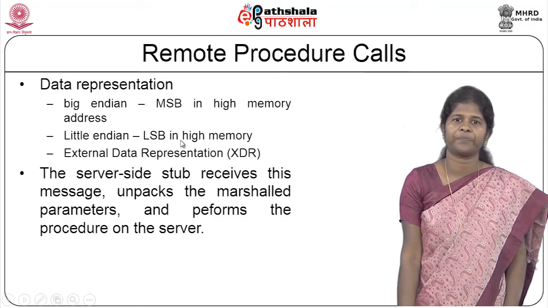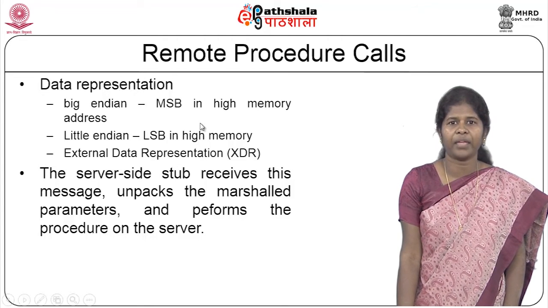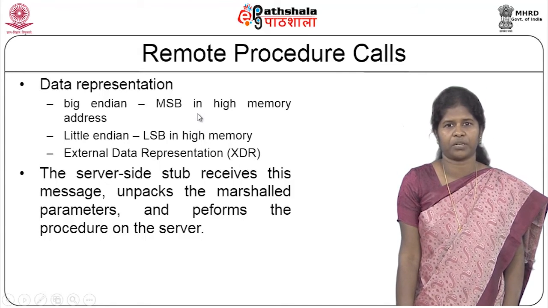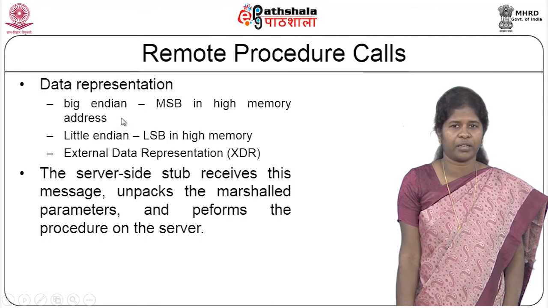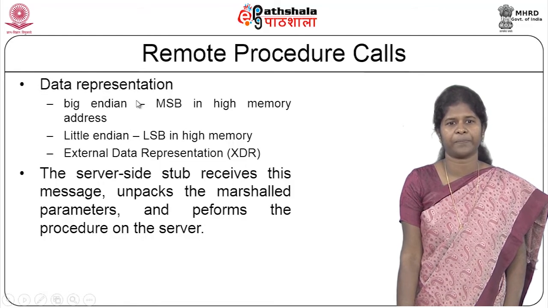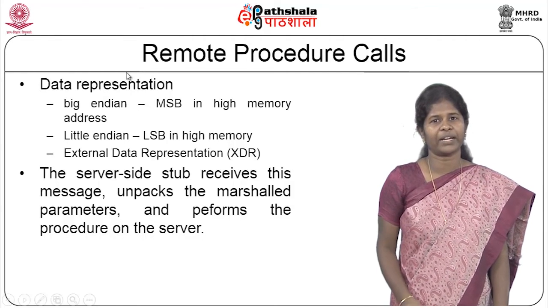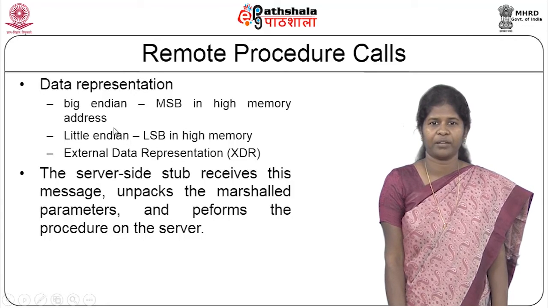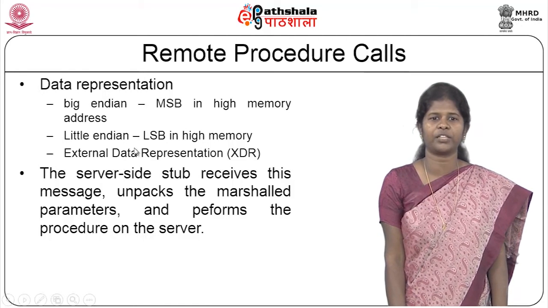The problem here is that the data present in the client side may not be in a format that is acceptable by the server, or may not be in a format that can be sent over the network. Say, for example, there are two kinds of representations called big endian and little endian. In big endian, the most significant byte is placed in high memory address, and in little endian, the least significant byte is placed in high memory address. So, if the client follows big endian and the server follows some other kind of representation, then what can be done? Or similarly, if the client follows little endian and the server follows a different representation, then what needs to be done?